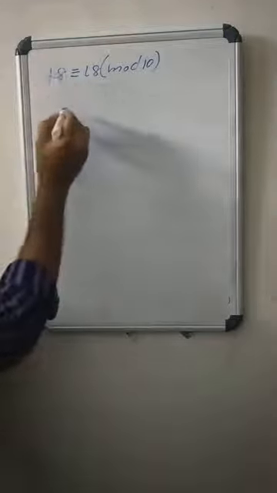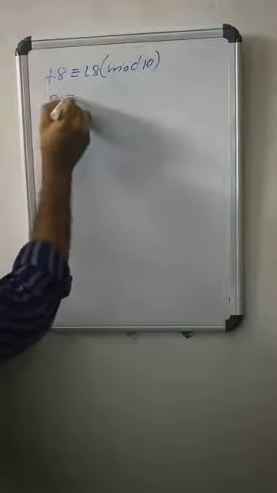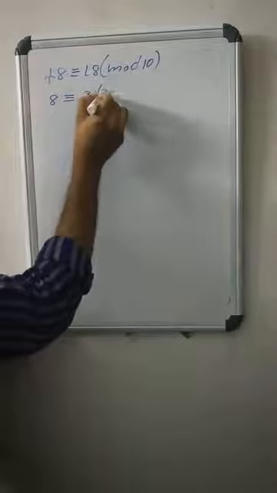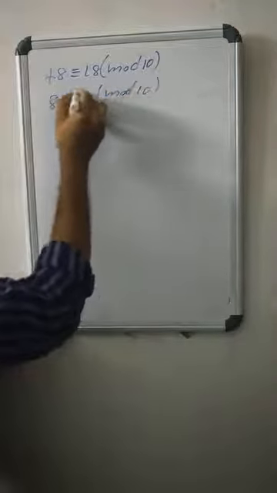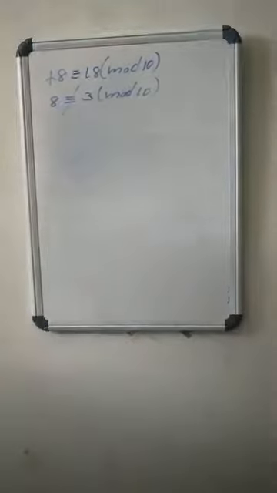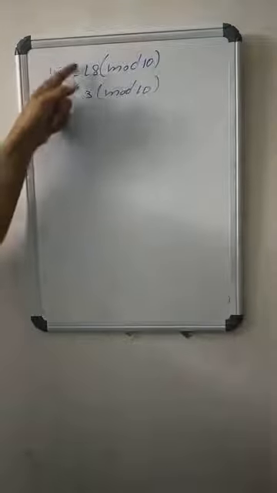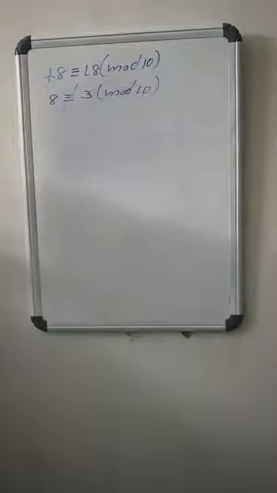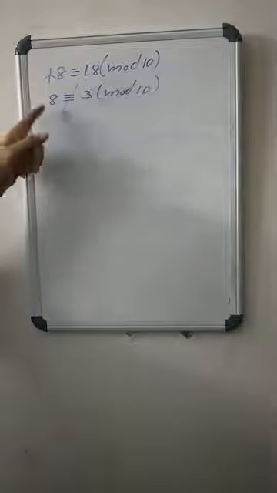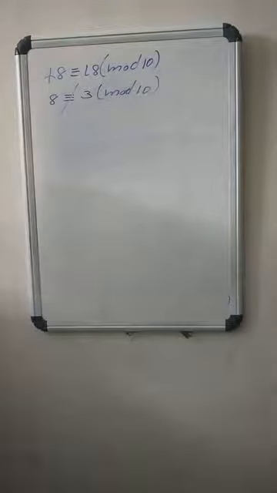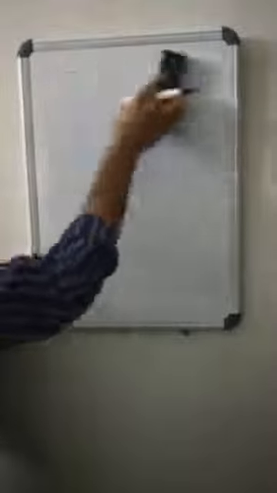But in 48 and 18, 6 is a common factor. Cancelling it gives 8 congruent to 3 mod 10, which is a wrong statement. 8 is not congruent to 3 mod 10. So the common non-zero factors cannot be cancelled in case of congruence. We can prove that by using this simple example. But we can cancel a common factor if certain conditions are satisfied.